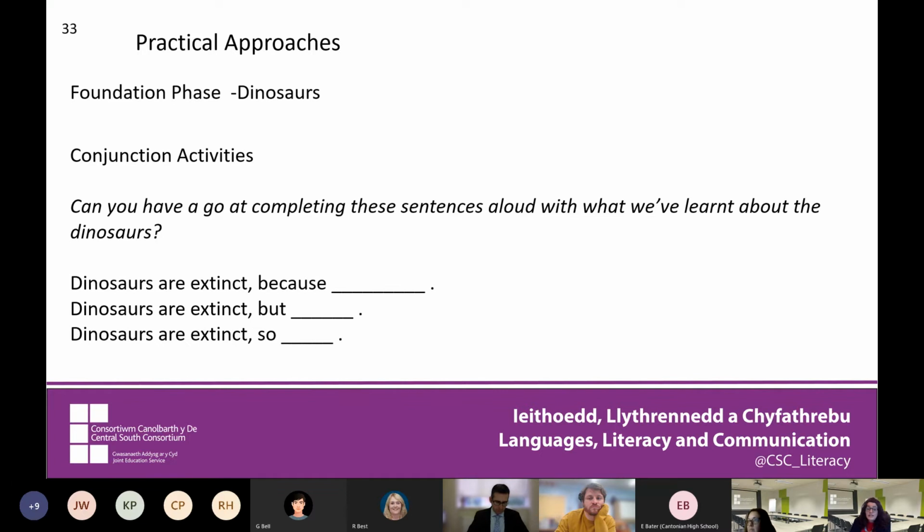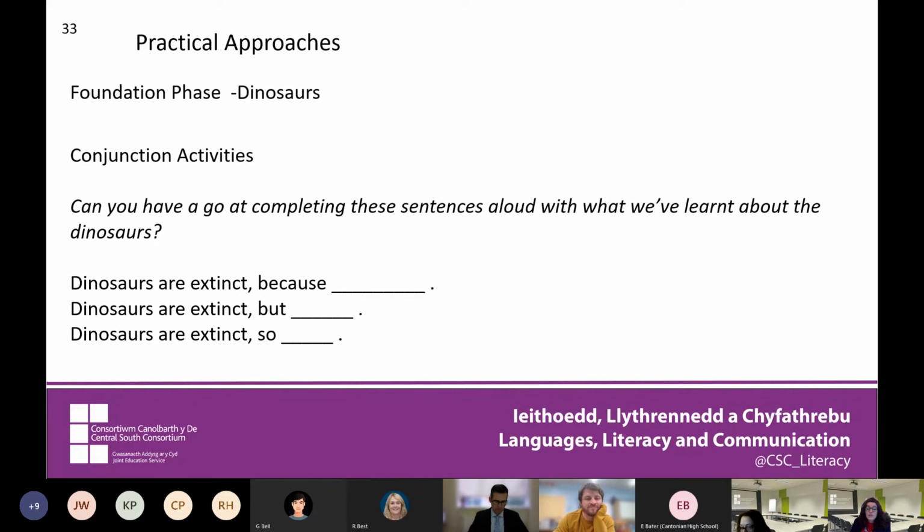So you can say to your learners, can you have a go at completing these sentences aloud with what we've learned about dinosaurs? Dinosaurs are extinct because, dinosaurs are extinct but, it could be something like, we have a lot of evidence to show they existed. Dinosaurs are extinct so, and you could put something like, humans have decided to do a lot of investigating into them.